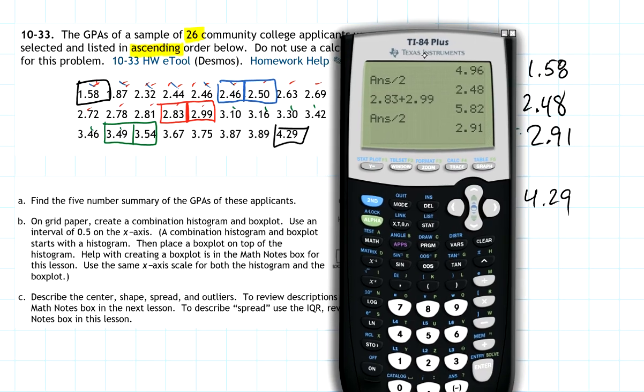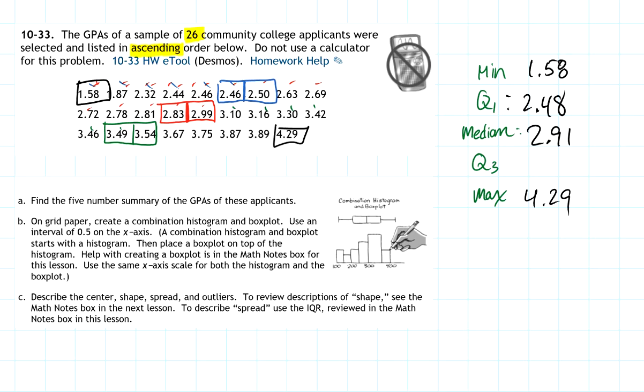And then finally for Q3, I'm taking the 2 values in green, the middle of the upper half of the data, 3.49 plus 3.54, and taking half of that also, and I get 3.515. I'm going to record all that. So 3.515. So there's our 5-number summary.